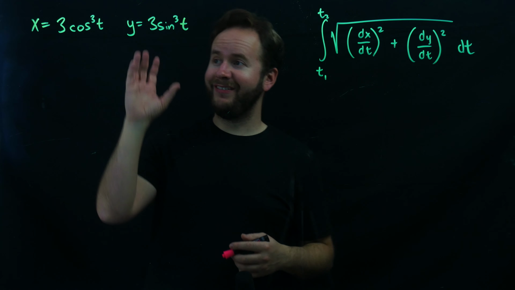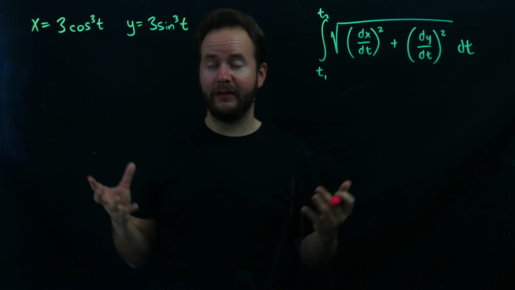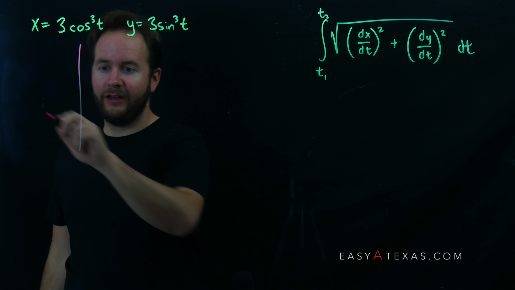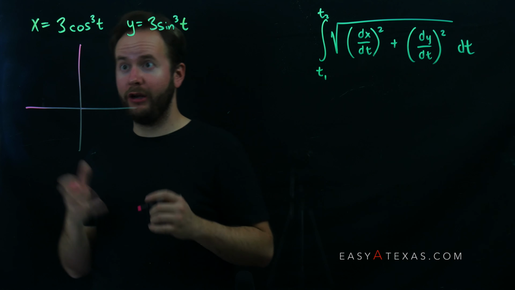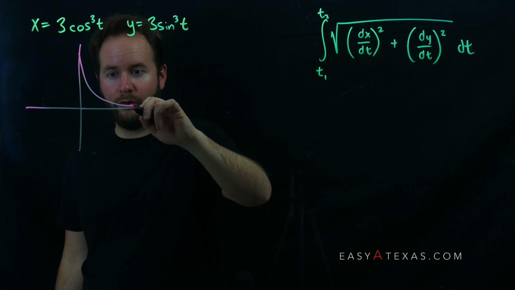I want to find the arc length of this asteroid. Now, an asteroid sounds like a weird space object, but actually, the graph of this guy looks like a star. In case you didn't know what this graph looks like, don't worry about it. You're looking at it now. It looks like a really cool star.